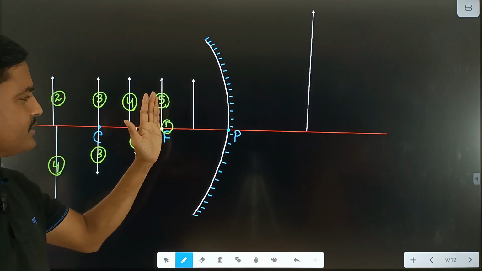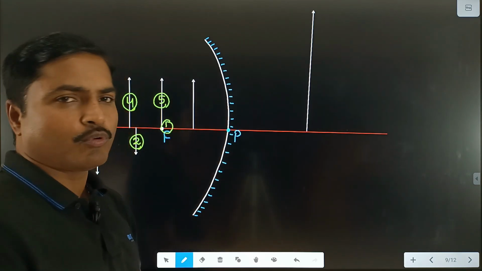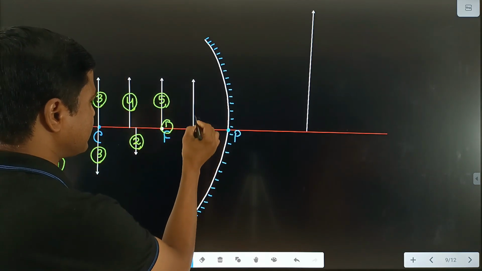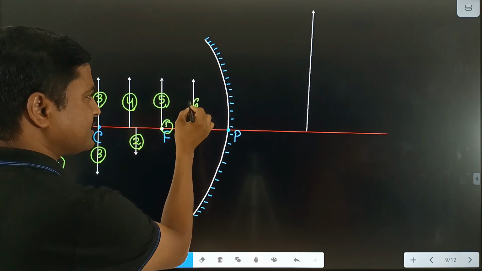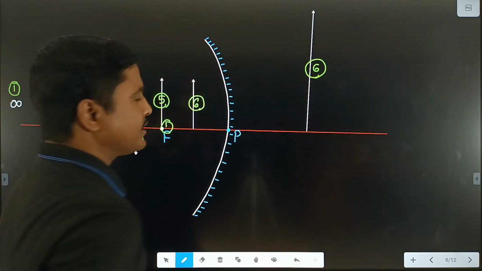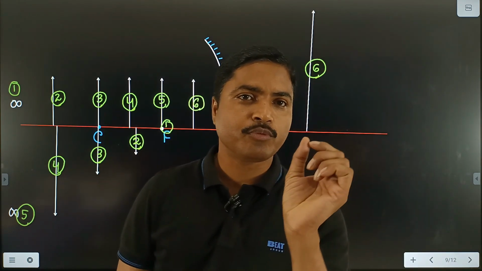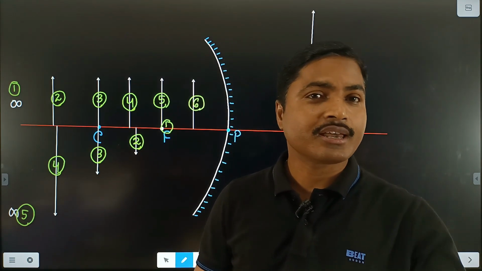And if object is situated in between focus and pole, this is the number 6 case, image is formed just behind the mirror. And this is all about the image formed by a concave mirror.